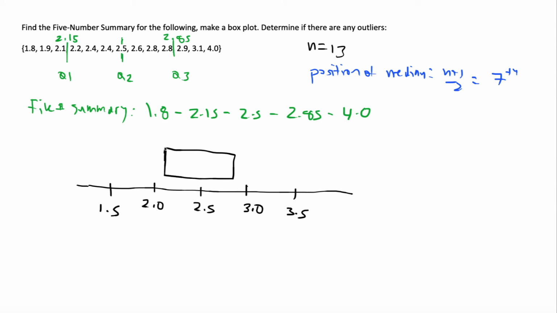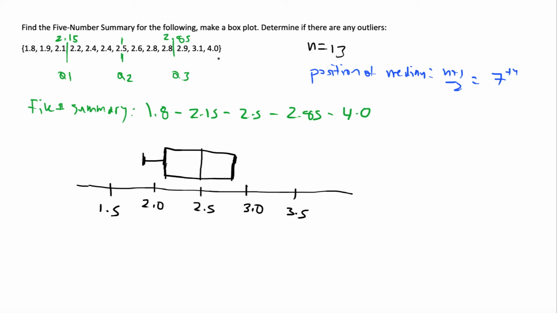So the left side of this box represents Q1, about 2.15. The right side of this box represents Q3, which is 2.85. The median, in this case 2.5, should be about a line right about over here, about halfway in between, which is good. We always want the median to be about halfway in between Q1 and Q3. Now we notice that the low value, so we're going to draw this whisker coming out to the left, about 1.8 over here.